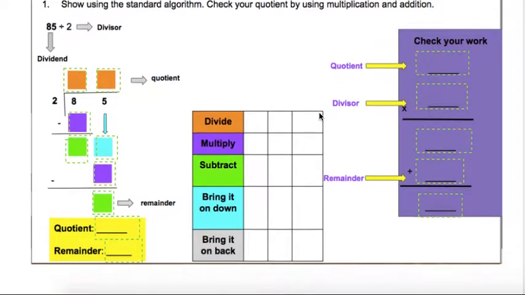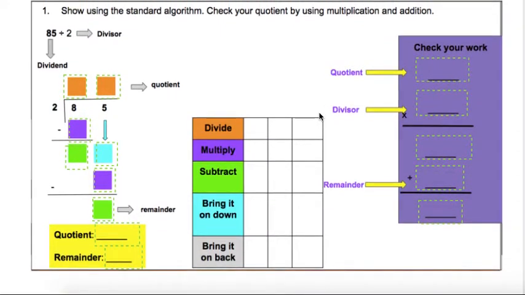I'm going to teach you guys a song, and this song is going to be pretty helpful in remembering the steps that we use to divide. It goes like this. Divide, multiply, and subtract. Bring it on down and bring it on back. Divide, multiply, and subtract. Bring it on down and bring it on back.